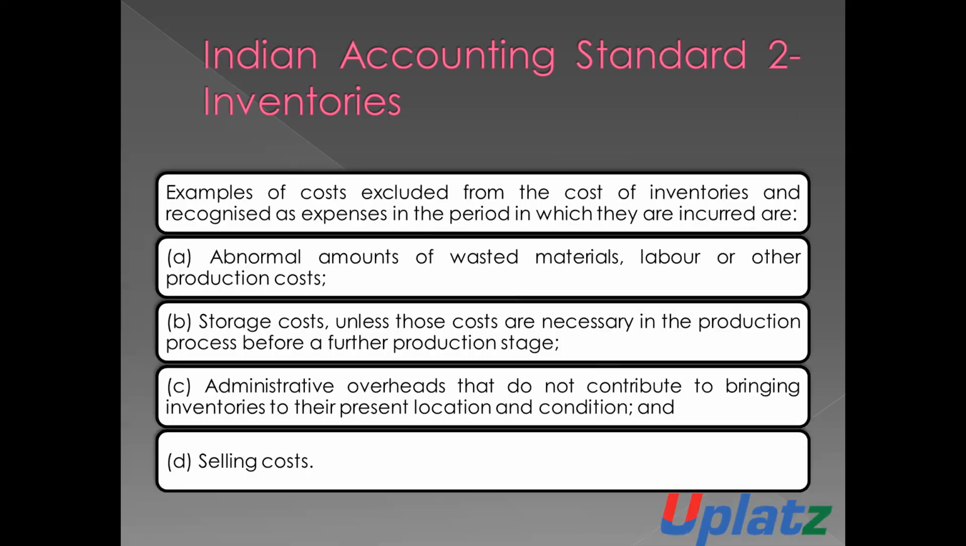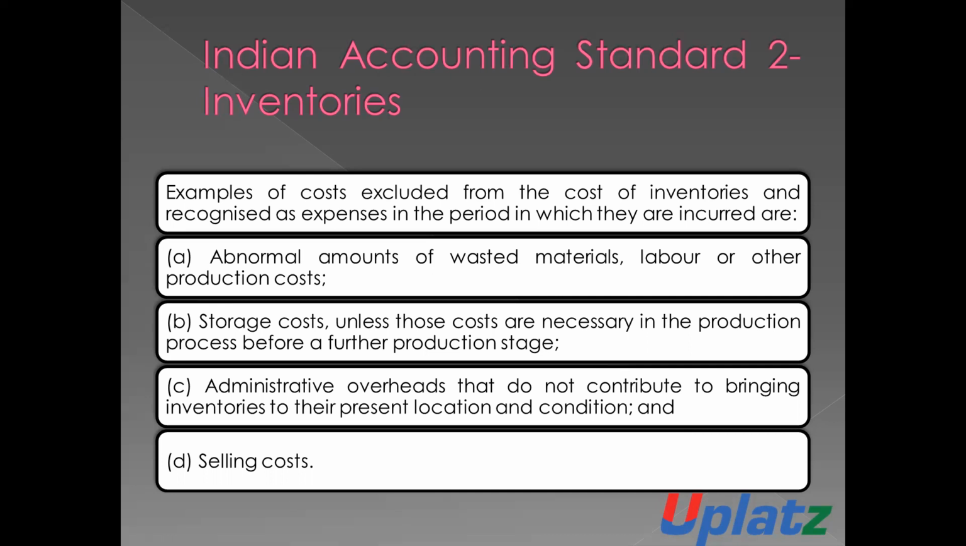Examples of costs which are excluded from the cost of inventories and recognized as expenses in the period in which they are incurred: there are certain costs which are excluded from the cost of inventory, considered as expenses and transferred to the profit and loss account. Number one is abnormal amount of wasted materials, labor and other production costs.